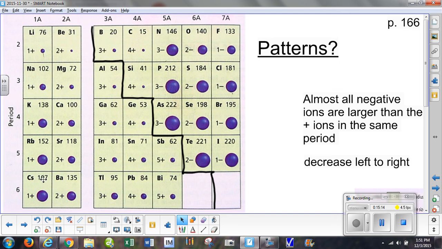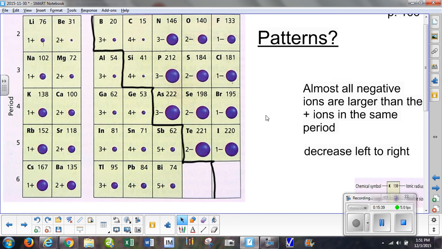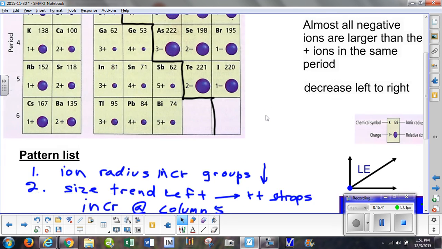Okay, we're 167 picometers. And now, you see, this guy here is 220 picometers. Pico, I think, is 10 to the minus 9. I don't remember exactly what that is. But a picometer is a very, very small distance. Almost all negative ions are larger than the positive ions in the same period. And they decrease to the left.